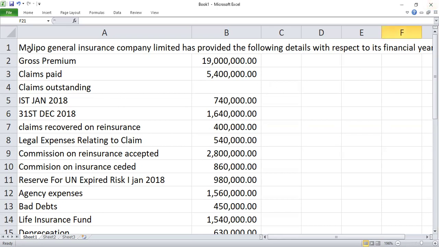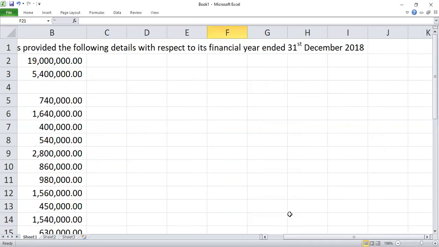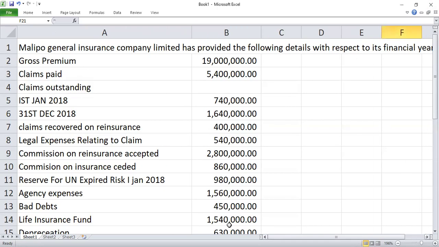The question reads: Malipo General Insurance Company Limited has provided you the following details with respect to its financial year ending 31st December 2018. We have the gross premium, 19 million; claims paid, 5.4 million; claims outstanding at 1st January 2018, 740,000; claims outstanding as at 31st December 2018, 1,640,000; then claims recovered on reinsurance, 400,000.